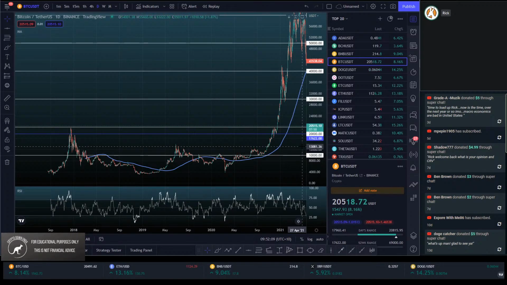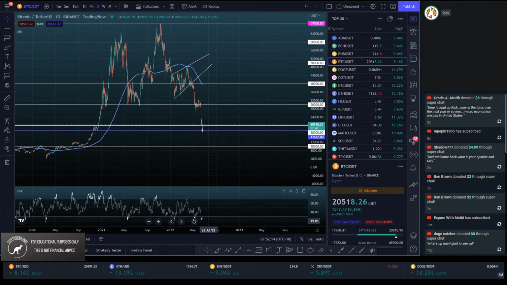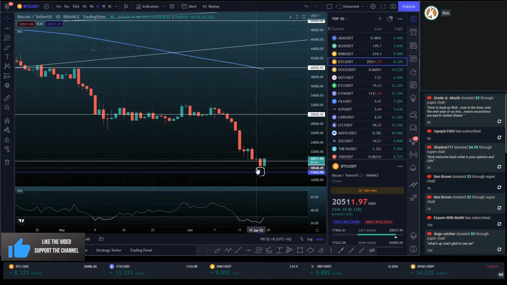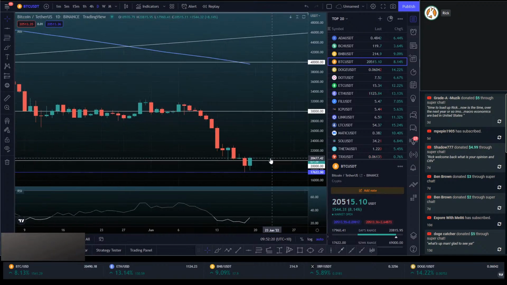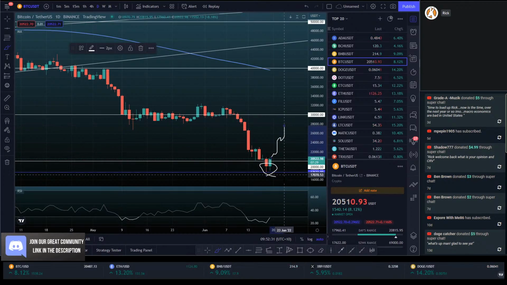So what have we got? 8 minutes until the daily candle closes. So we're on the daily chart right now. I'm going to zoom into the present day. And it almost looks like a tweezer bottom. You could argue that that's a tweezer bottom right there. So we may get a bit of a relief rally that goes up.